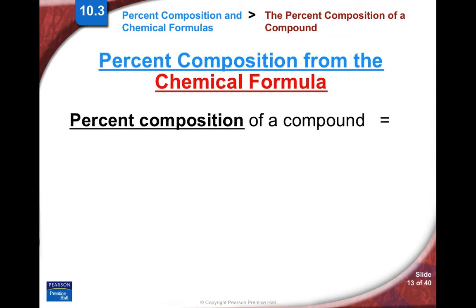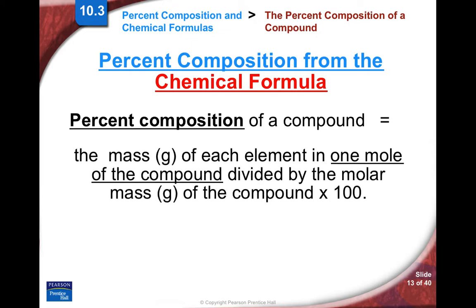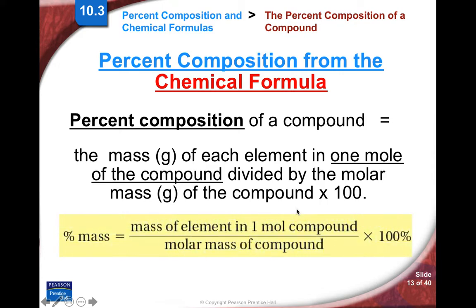Sometimes you have to find percent composition from the formula of a compound. So what you need to do is find the mass of each element for 1 mole of your compound and divide by the molar mass of the compound times 100. And the book does these little yellow highlighter boxes: mass of element in 1 mole of compound, that's your part, divided by the molar mass of the compound, that's your total, times 100.